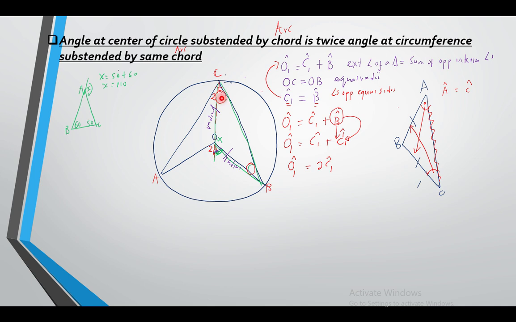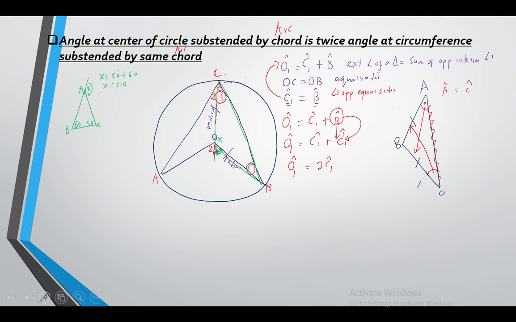And the same idea will be applicable to the angle O2. This side will also be equal to 2C2. O2 is 2C2. O1 is 2C1. Therefore, O2 also will be 2C2.